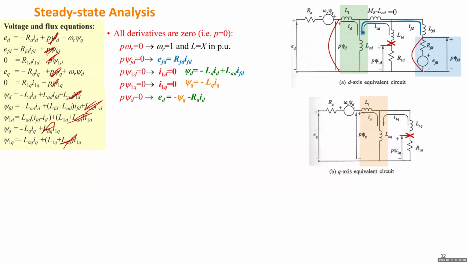So next we assume psi D doesn't change. Psi D is the stator flux linkage. If psi D doesn't change, that is equivalent to a short circuit connection between those two terminals. So finally, only two terms influence the terminal voltage. One is the current flowing through this resistance, and the other is proportional to the flux linkage in the Q axis.